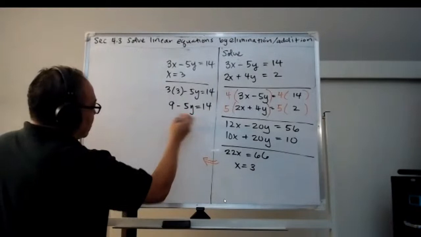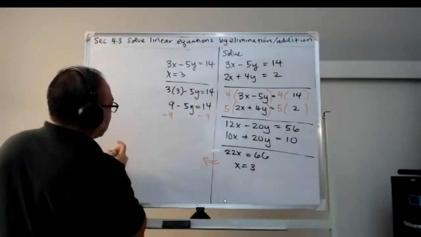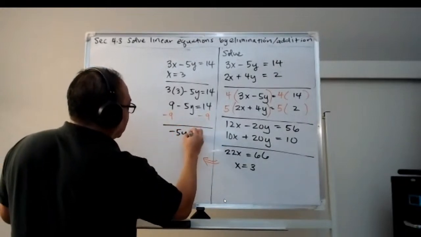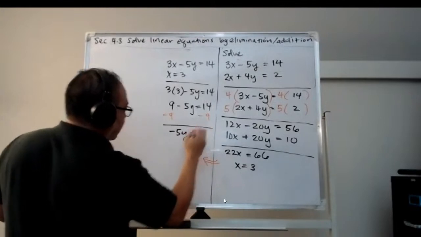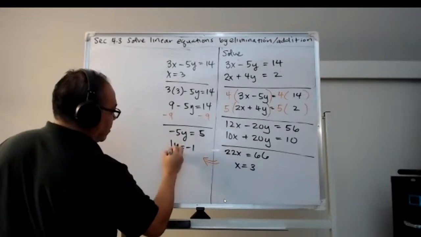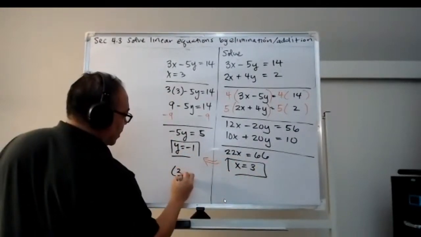Okay. So now I'm going to subtract 9 from both of these. And I'll get minus 5y is equal to, oh, it works out. Y is equal to negative 1. So now I get 3 comma negative 1.